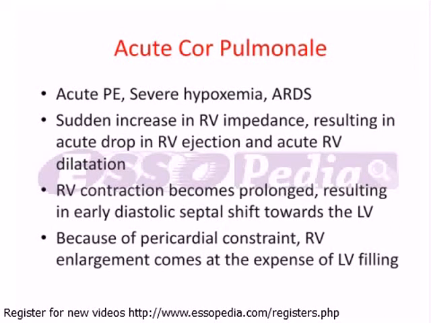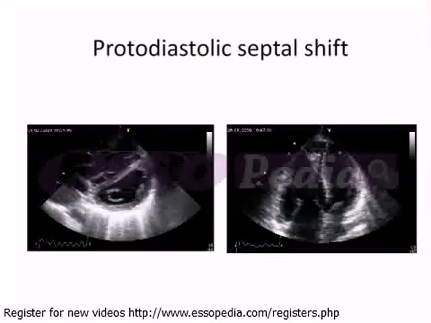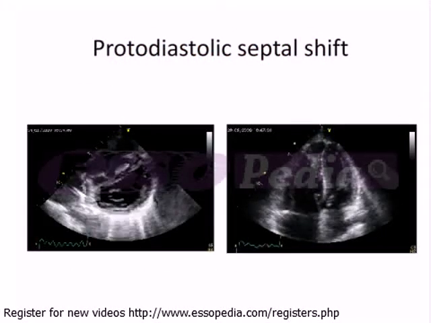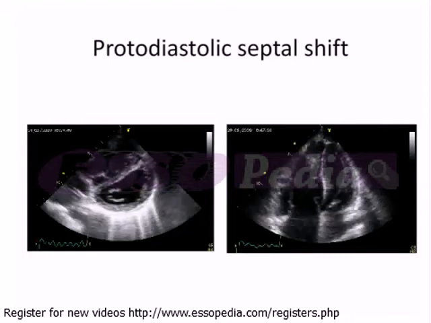We see this in an example here where there is a markedly D-shaped septum with a septal shift, and we can see that as well in the right-hand panel with severely dilated right ventricle, where the septum shifts with RV contraction.